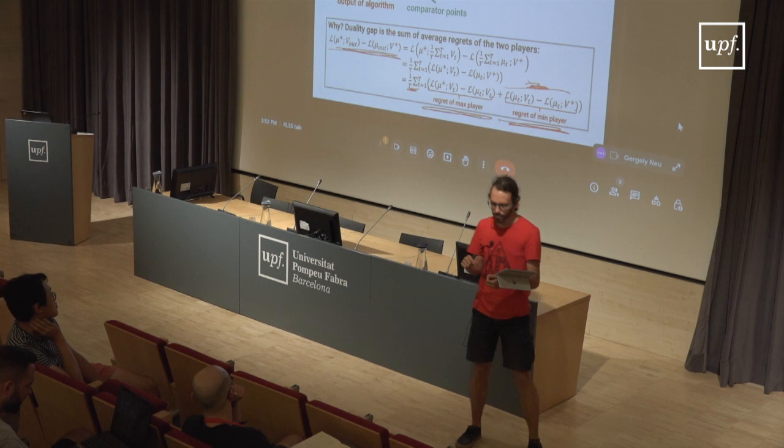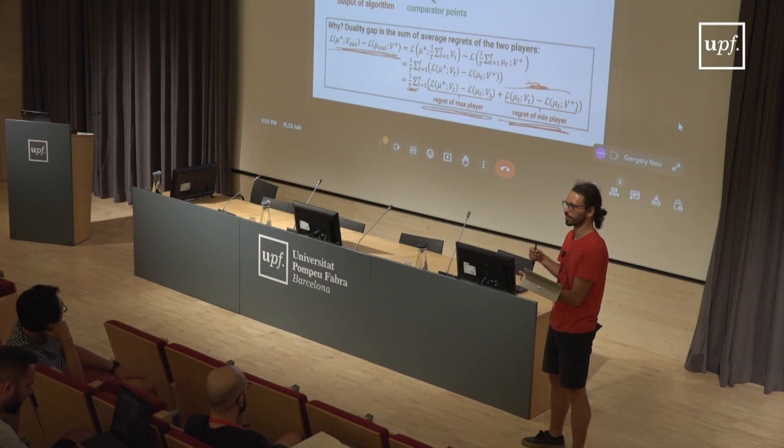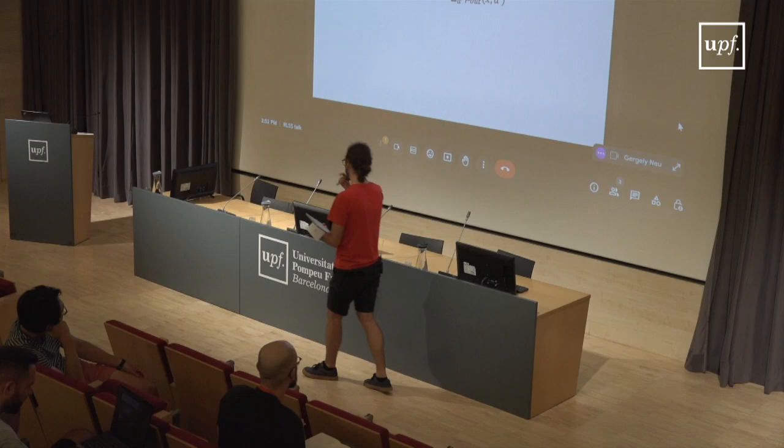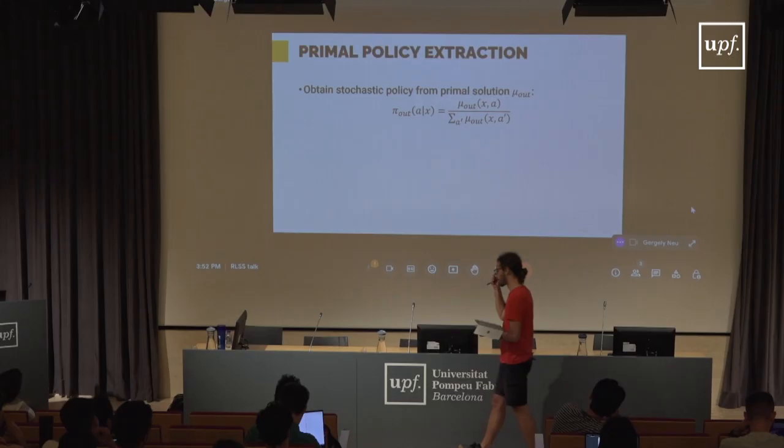So this is the type of guarantee that these methods are going to give us. This is about the optimization and the type of guarantees that we have on optimization algorithms. Now the next question is, how do I extract a policy from my solution?